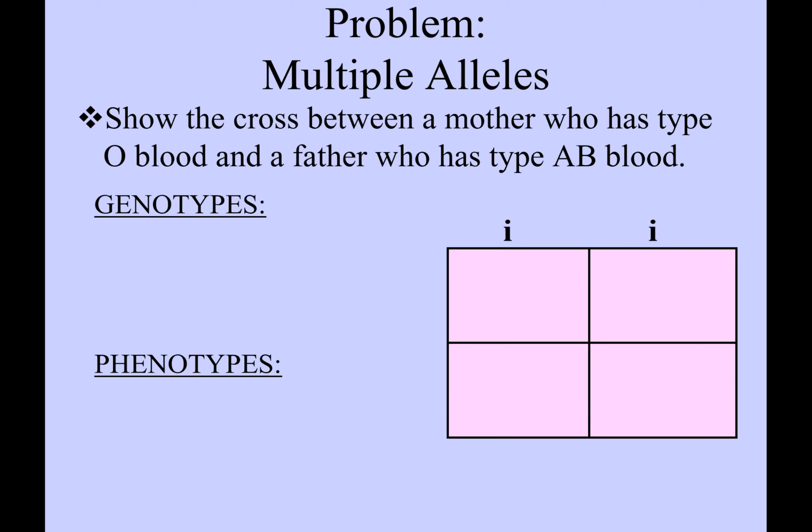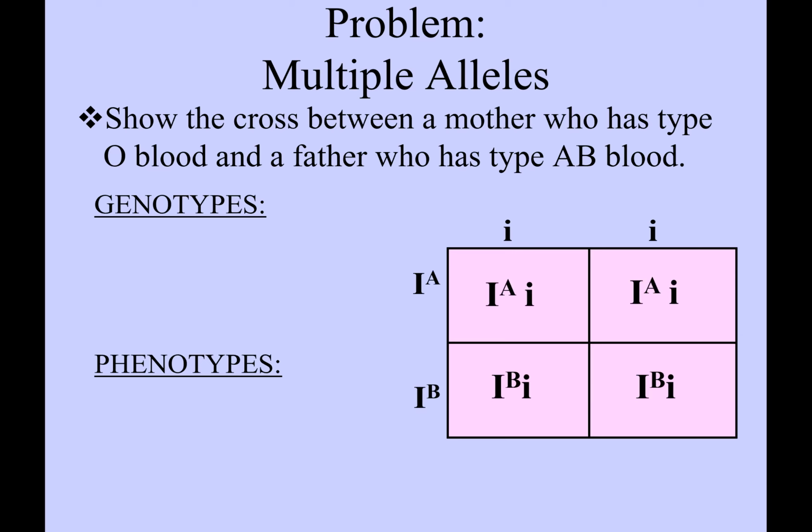And then for the father, he has type AB blood. There's only one possible genotype for him, and it would be IA IB. Nice job, right? I prefer to write it out with the I's because that's how I was taught in high school, so I've just kind of carried that through. But you can write it out in the other representation that I showed on a previous slide. It's up to you, whatever you prefer.